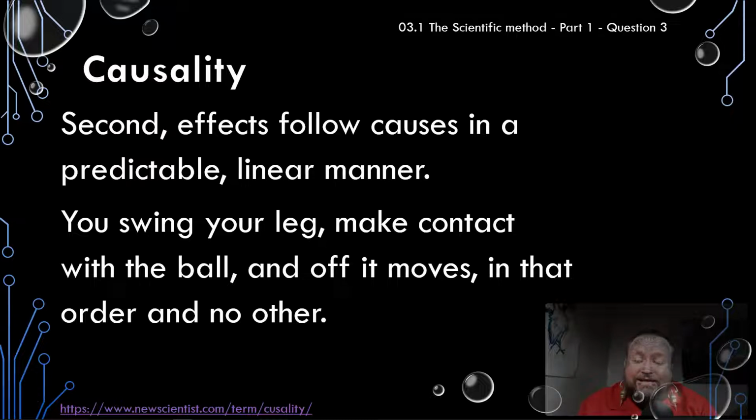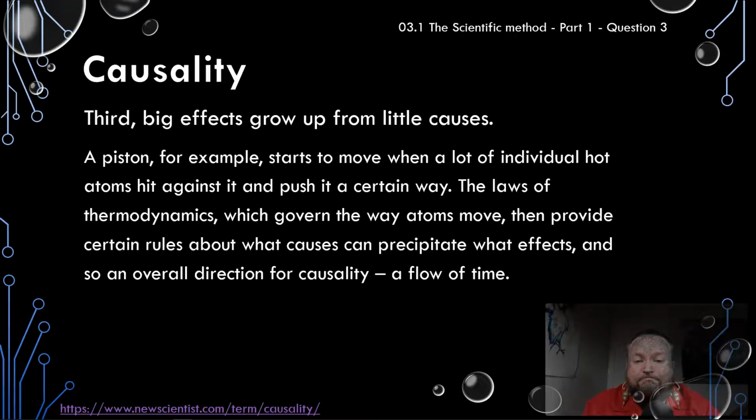Second is that effects follow causes in a predictable, linear manner. So you swing your leg, make contact with the ball, and off it moves, in that order and no other. This is a linear view of causality, a chain of events in time from one to the next, to the next, if we stick with that specific view for this course. So it's always cause first and then the effect.